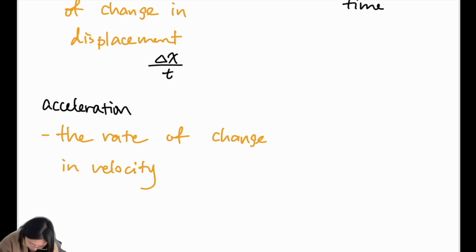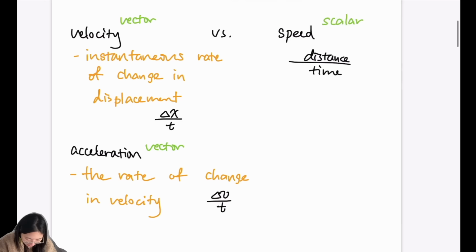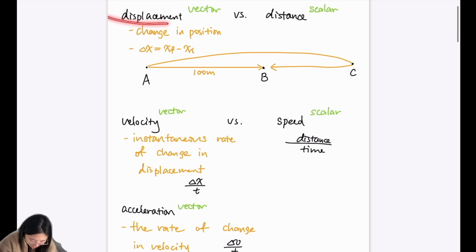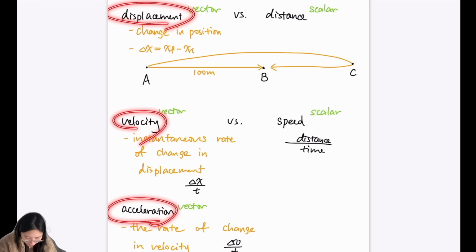And then we always use delta v, the change in velocity, divided by time to represent acceleration. And again, acceleration is also a vector quantity. So in AP Physics 1, we always relate displacement, velocity, and acceleration all together.